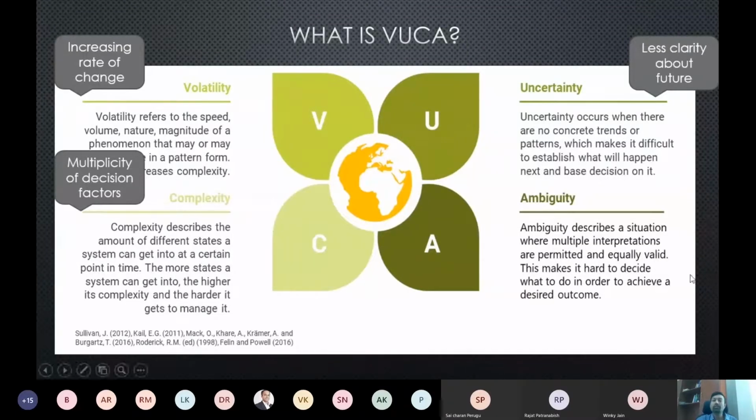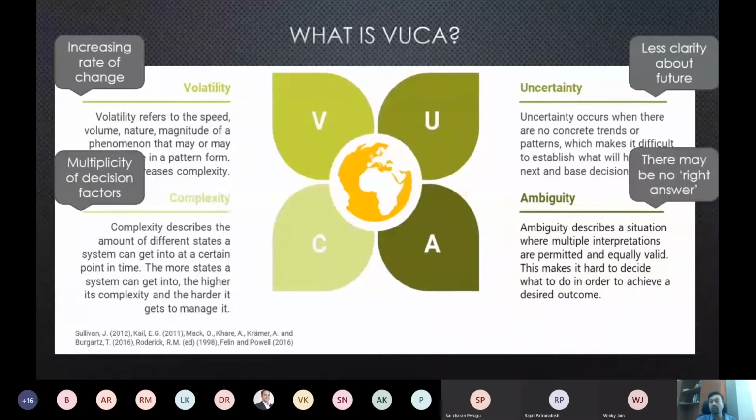And moving to the last terminology, that is ambiguity. Ambiguity describes a situation where multiple interpretations are permitted and all are equally valid. This makes it hard to decide what to do in order to achieve a desired outcome. So we might have multiple objectives to target, and there may be no right answer at all. So yes, there are a lot of issues. Definitely they like to reap good economic profit. At the same time, they like to be sustainable. So yes, there is some sort of ambiguity in the present context.